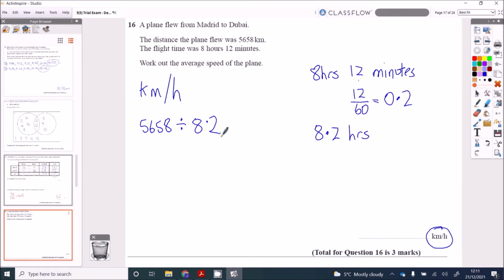So I'm just going to run over that again. 12 minutes is 12 minutes out of an hour. 12 out of 60, as there are 60 minutes in an hour. Get out your calculator and do 12 divided by 60. That is 0.2 hours. So we've got the 8 hours and the 0.2 hours, which is 8.2 hours altogether. So on your calculator, do 5658 divided by 8.2, and we get 690 kilometers per hour.